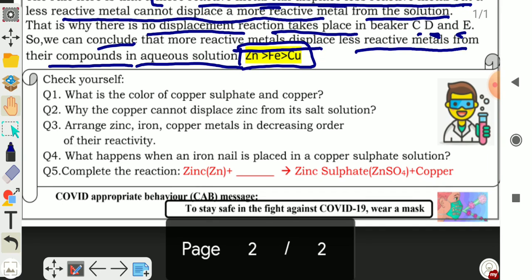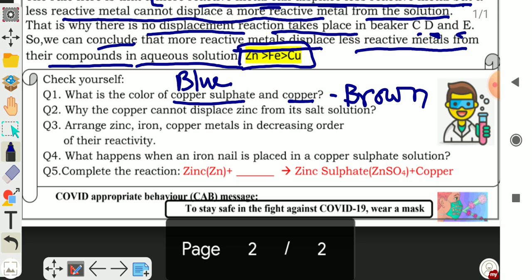First question is, what is the color of copper sulfate and copper? Copper sulfate का कलर कैसा था बच्चों? Blue. And what is the color of copper? Brown.